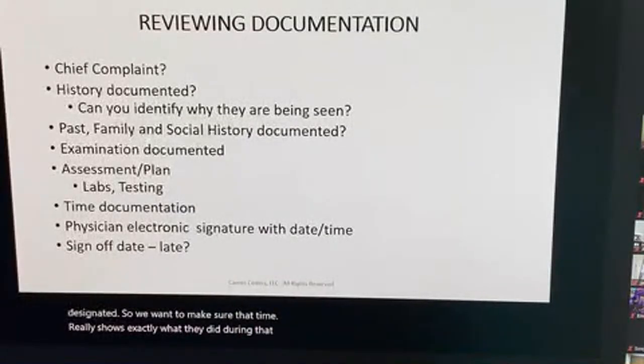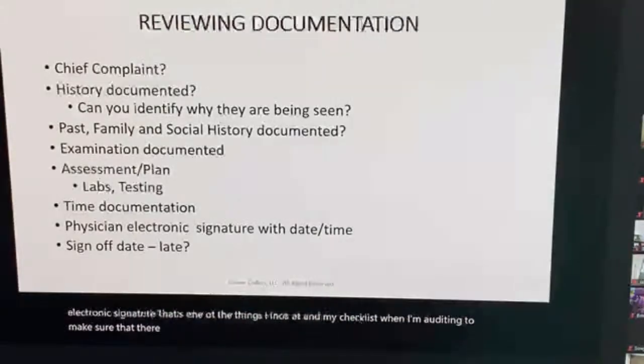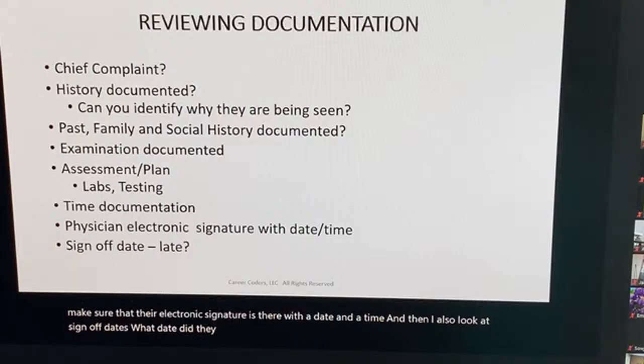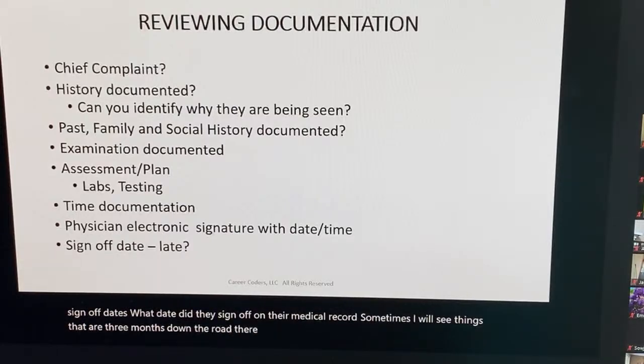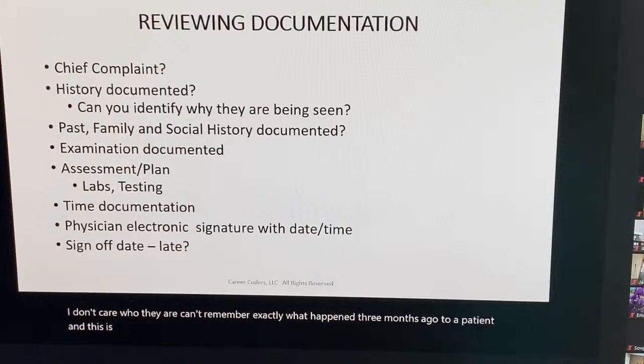Also, very important is the physician's electronic signature. That's one of the things I look at on my checklist when I'm auditing, to make sure that their electronic signature is there with the date and time. And then I also look at sign-off dates. What date did they sign off on their medical record? Sometimes I will see things that are 3 months down the road. There is no way that doctor, I don't care who they are, can remember exactly what happened 3 months ago to a patient. And this is something I look at, especially when I'm auditing for an attorney.